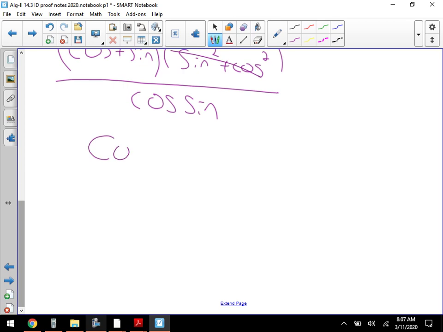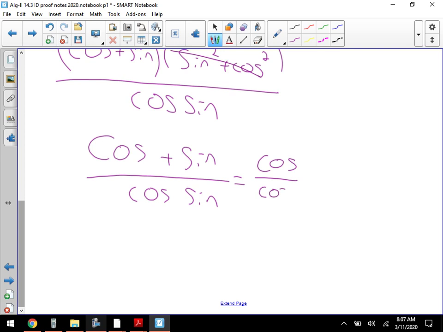So now we're at cosine plus sine over cosine sine, which means they have a common denominator, which means you can write two fractions. And there you go. I knew we'd get there. I just had to stop and have a sip of coffee. So that's 1 over sine, 1 over cosine. Which is the other way around, yeah.